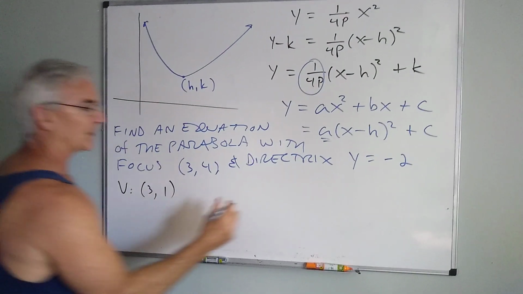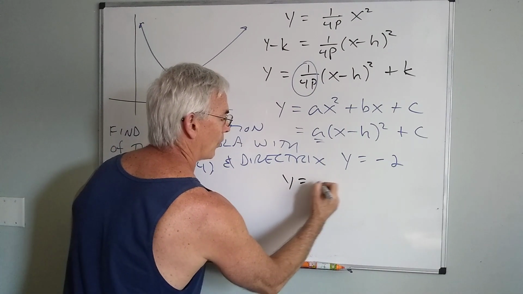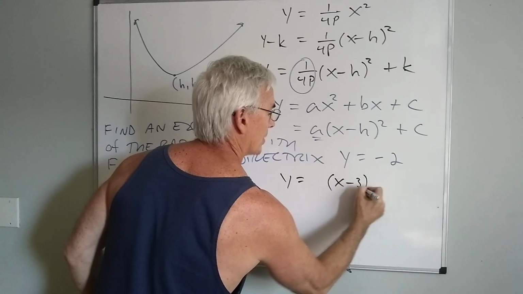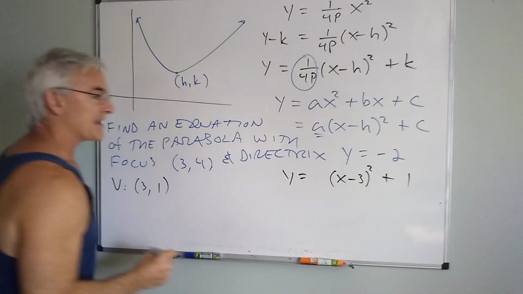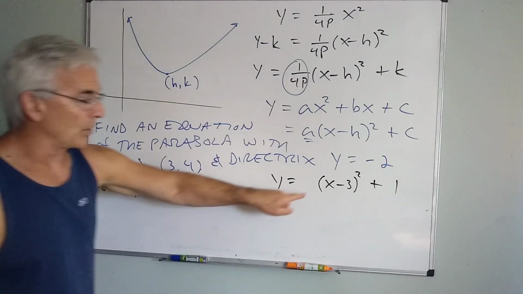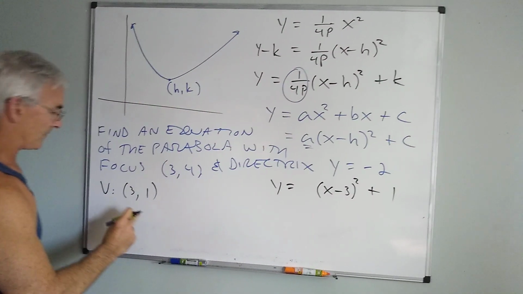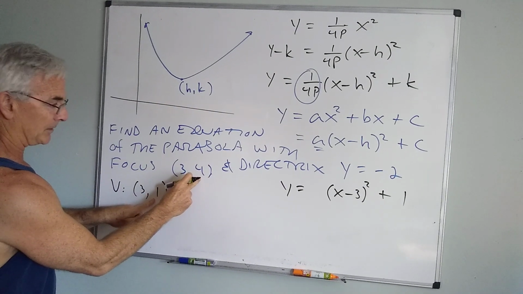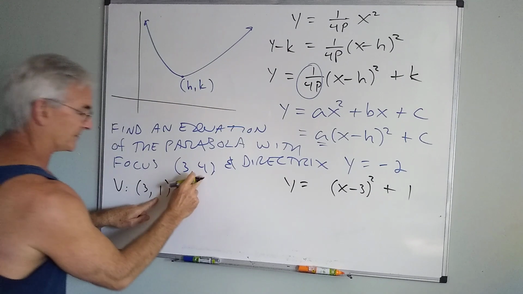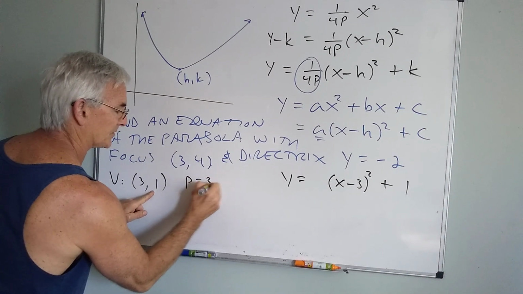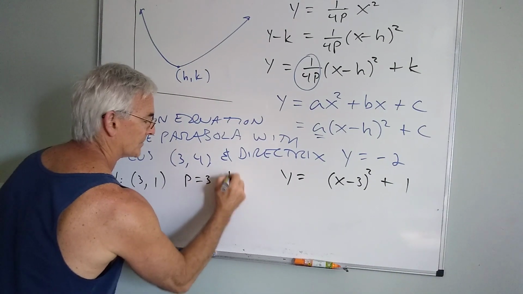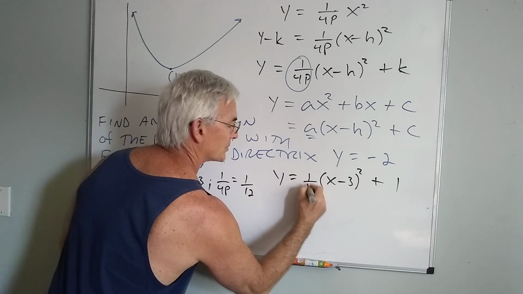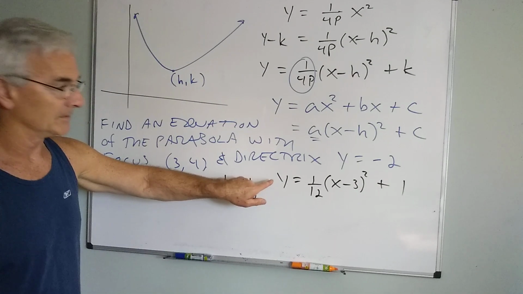Now we know the equation of our parabola will be of the form something times the quantity x minus 3 squared plus 1. Now I just need to figure out the 1 over 4p part. If I go from vertex to focus, you notice there's a difference of exactly 3 units between these y-coordinates. That tells us the value of p is 3. So 1 over 4p is 1/12. So the equation of this particular parabola would be right here.